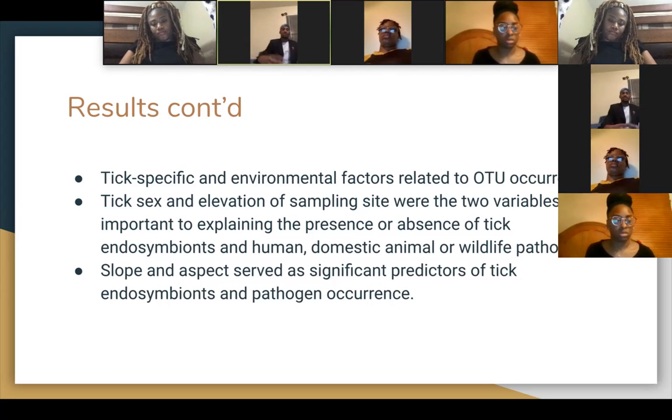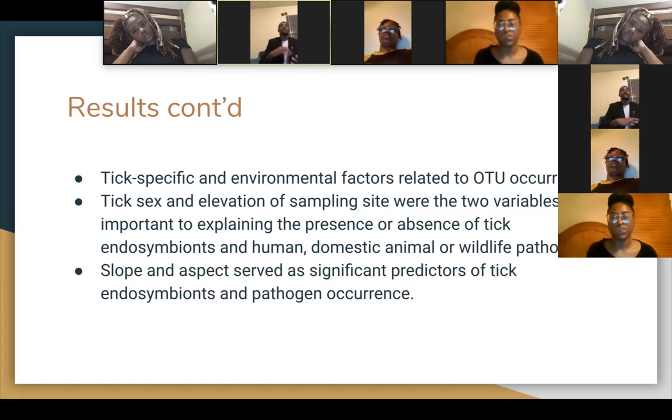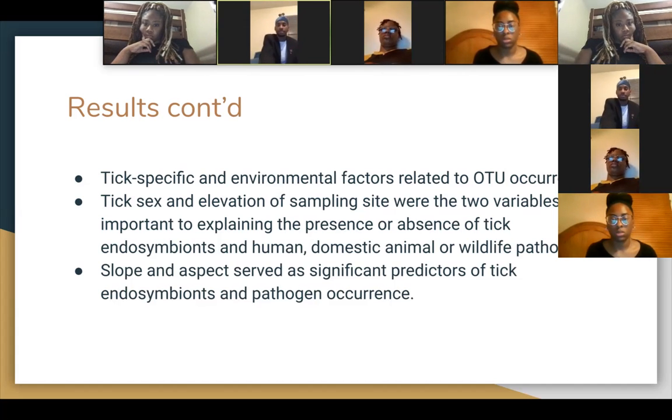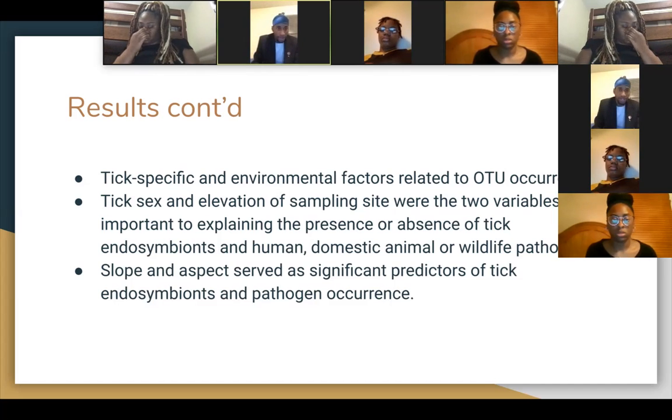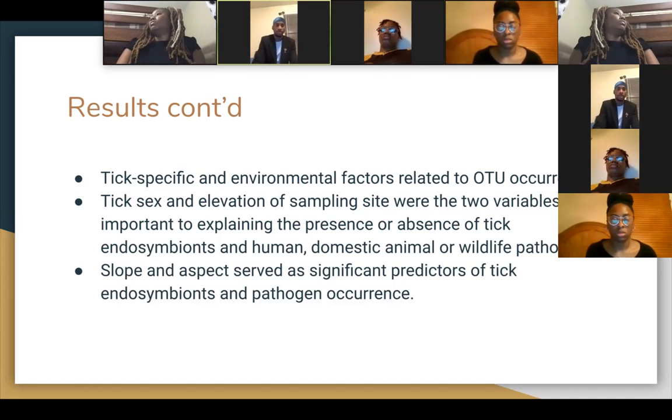The higher tick abundance in the region meant that there was a higher chance of ticks in that high abundance area harboring Rickettsia. And another pathogen, CA Neoehrlichia. I'm sorry if I pronounced it incorrectly. And that's all for the results.